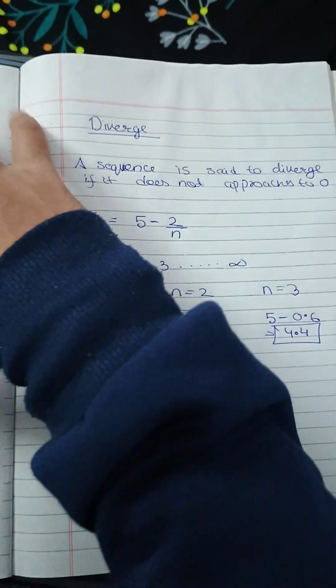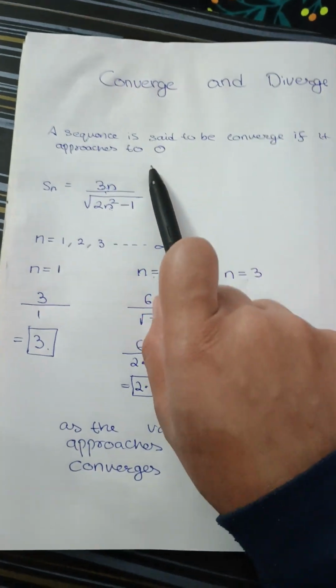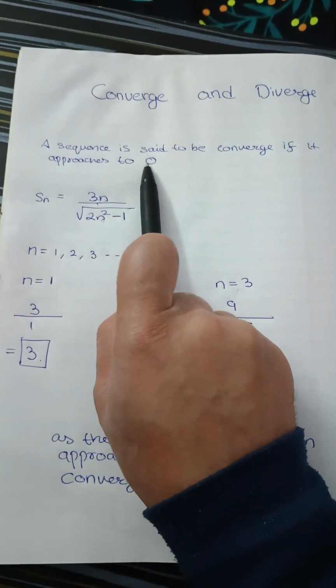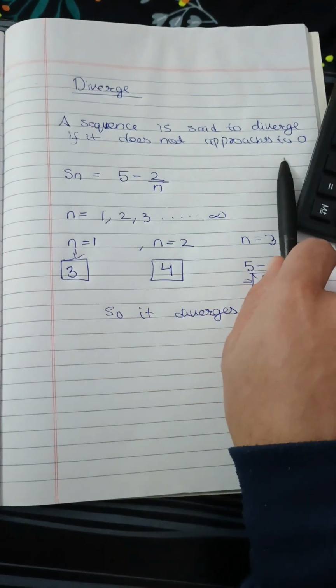Okay, so let's do a quick recap. The sequence is said to converge if it approaches 0, and the sequence is said to diverge if it does not approach 0.